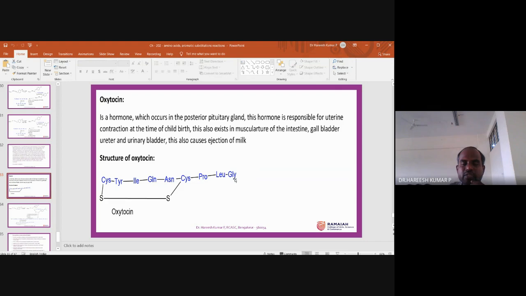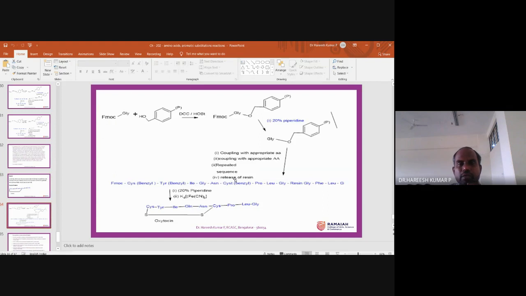So it should start with the glycine. That I will explain in the next slide. So look here, this is the one. Fmoc means the amino group is protected. The amino group of the glycine is protected using an Fmoc group. So that was treated with a resin.